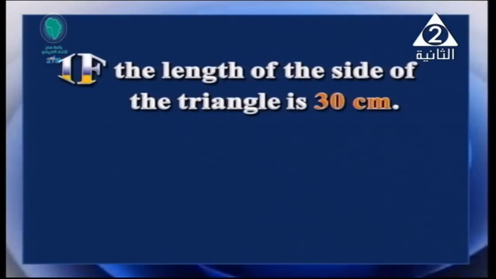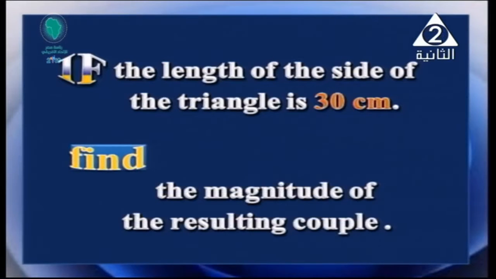If the length of the side of the triangle is 30 centimeters, find the magnitude of the resultant couple. My dear student, remember we have an equilateral triangle ABC and its side length is 30 centimeters. Required: find the magnitude of the resultant couple. Solution.